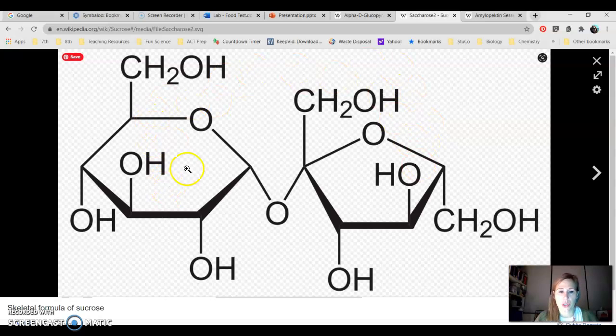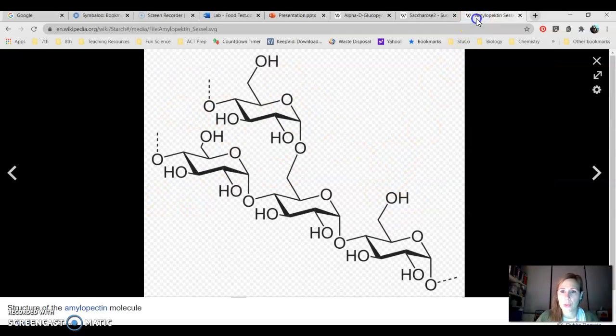So those are your simple sugars. You would also find these sugars in something like a strawberry. Different fruits have these types of sugars. Really quite a few food items have sugars. But when we're talking about starch, we're talking about something a little bit more complex.